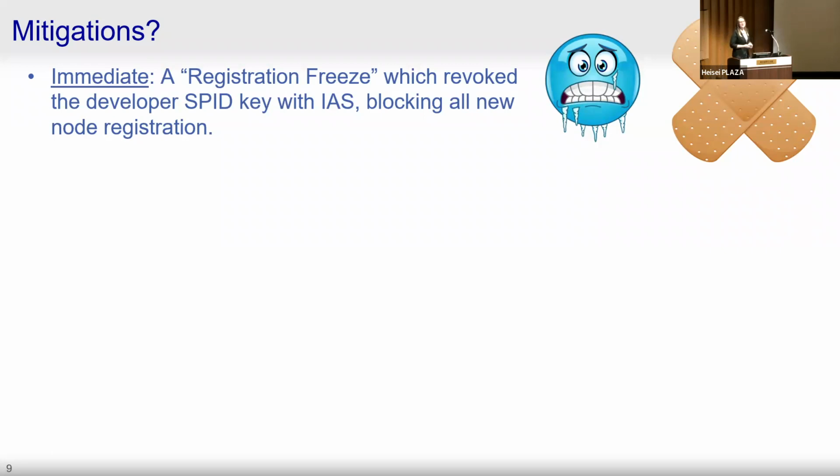They actually did this through an interesting mechanism. They didn't change the protocol or the code or anything like that. They basically just revoked their developer key with IAS, which meant that anytime you tried to go to IAS to ask for attestation verification, they just said, no, we don't want to talk to you. So if you couldn't pass attestation or couldn't even interact with the system, then no new nodes could register.